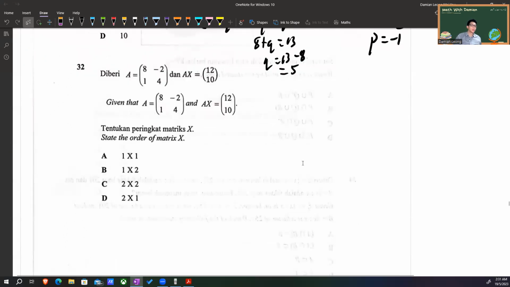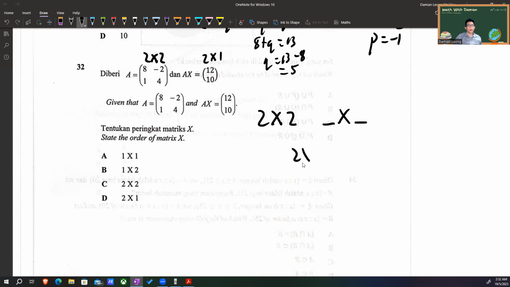Okay. Question 32, also matrix. This is just the order of the matrix X. So AX is this. Yeah, so this is a 2 rows, 1 column matrix. This is a 2 by 2 matrix. So 2 by 2 multiplied with something by something. This is the X matrix. I end up with a 2 by 1 matrix.